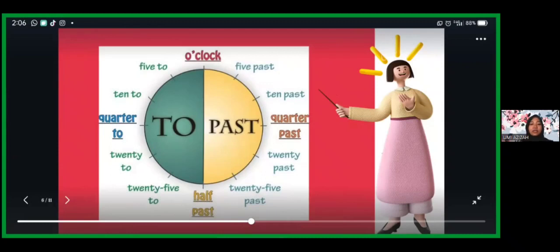To express lewat, use past. Up to 30 minutes, use past. But to express kurang, use to. Now, this is more than 30 minutes. Okay, I will repeat again. So you can come back to this slide again. If more than 30 minutes, we must use to. But when still within 30 minutes, we must use past.